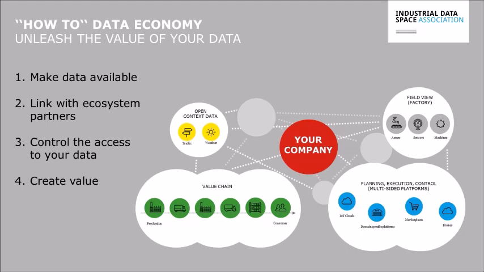Then the second step would be to link with ecosystem partners. So we are talking about interoperability and connectivity. So we must talk about how to link two different data endpoints with each other, and not to link only two data endpoints, but a multiple amount of data endpoints, and to create something like an end-to-end network out of that.